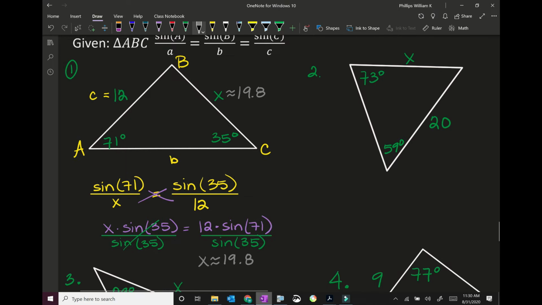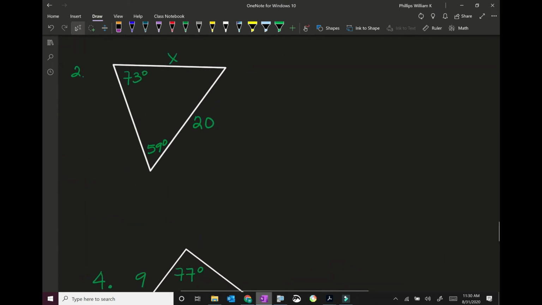Now this will work for every example. Even over here on number 2, the first thing we'll do is label our sides. So here, angle A, angle B, angle C. Now, it does not matter what vertex you call A, B, and C. All that matters is that across from angle A, you make sure to label that leg A. Across from angle B, you label that leg B. And across from angle C, we make sure to call this leg C.